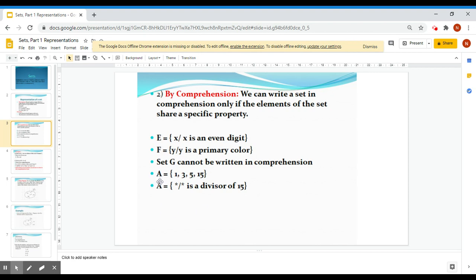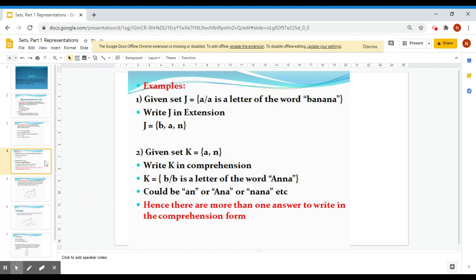Another example, we have A equal 1, 3, 5, 15. So if I look at the elements of A, I can say that they represent divisors of 15. So this is how I write it in comprehension.